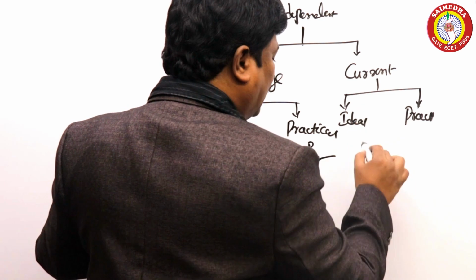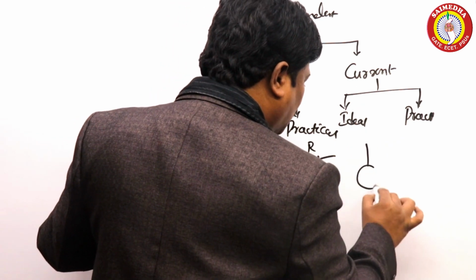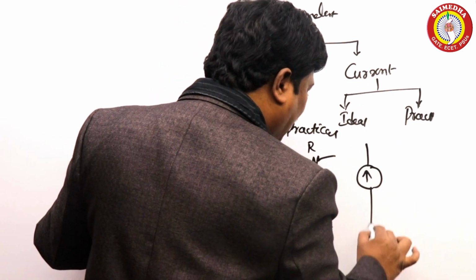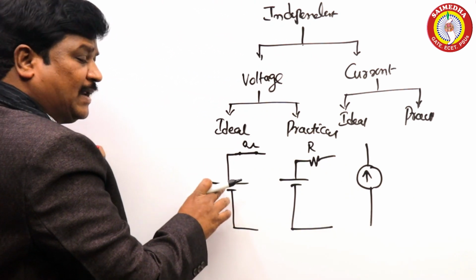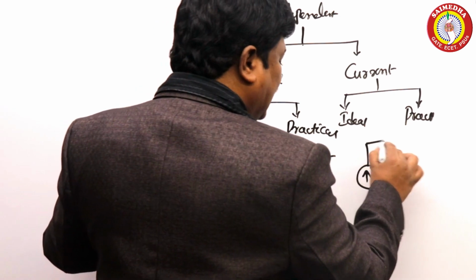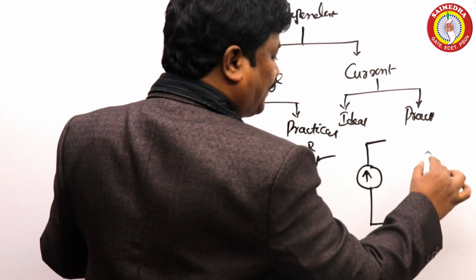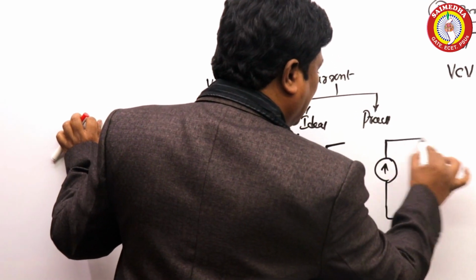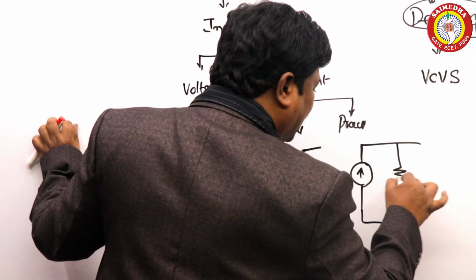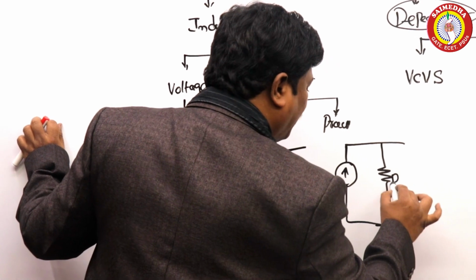Similarly, when you come to the ideal current source, generally a current source will be denoted with an arrow mark like this. Voltage sources are denoted with the polarities minus and plus, and this is the ideal current source. When you go for a practical current source, we have a current source in parallel with a resistance, but this resistance value should be very large.